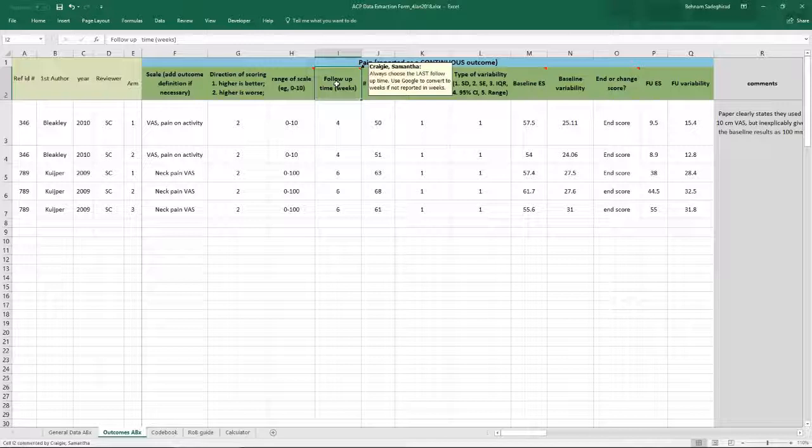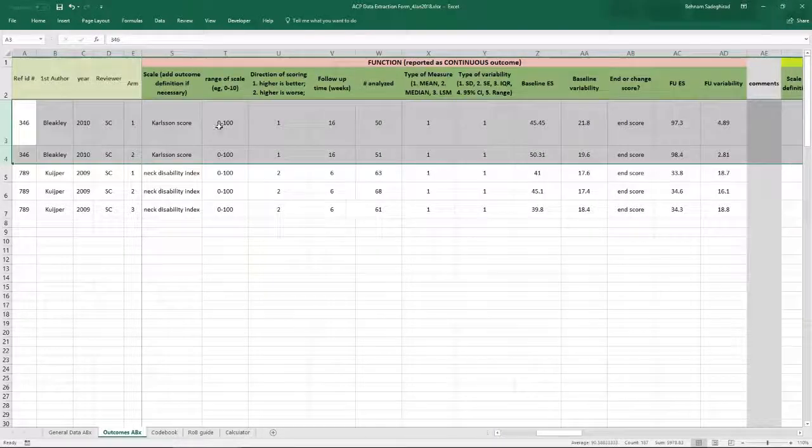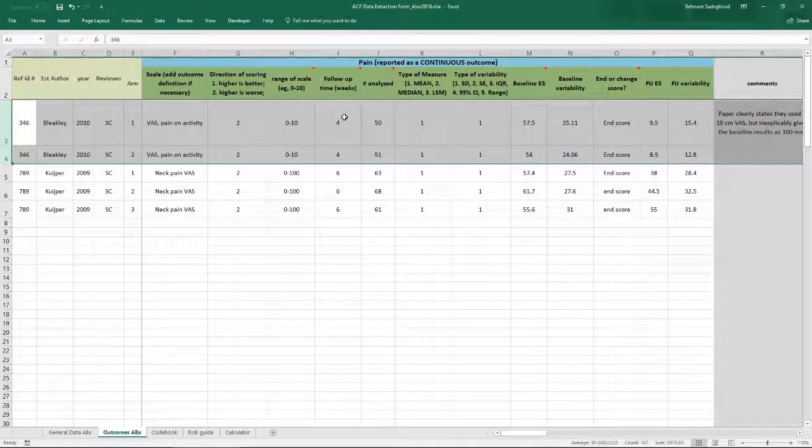If the paper has multiple follow-up times, we ask you to choose the last follow-up time for each outcome. This could mean the follow-up time for different outcomes in the same paper are different. For instance, in Bleakley, most outcomes were measured at 4 weeks, but the paper provided information at 16 weeks for some other outcomes. Carson score and adverse events are reported at 16 weeks.